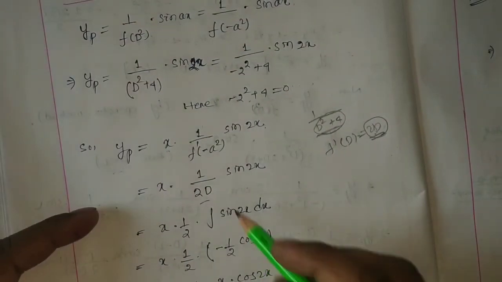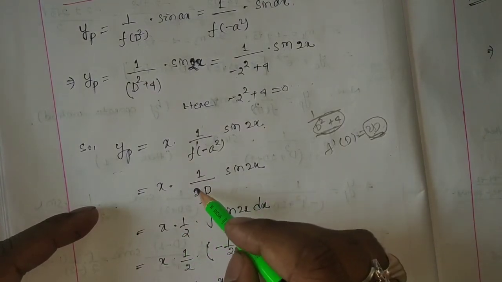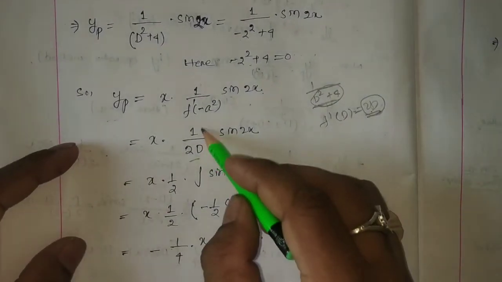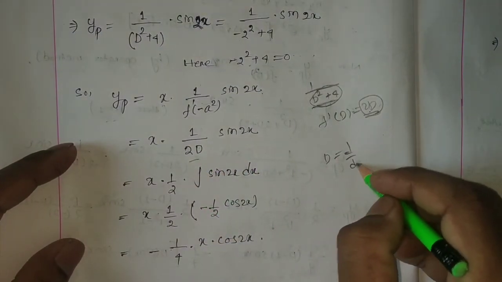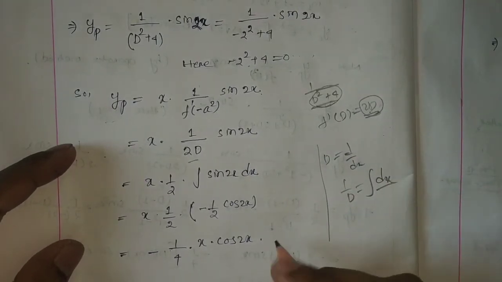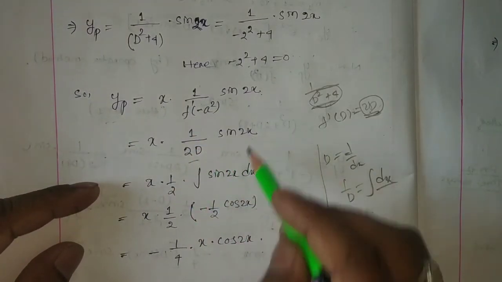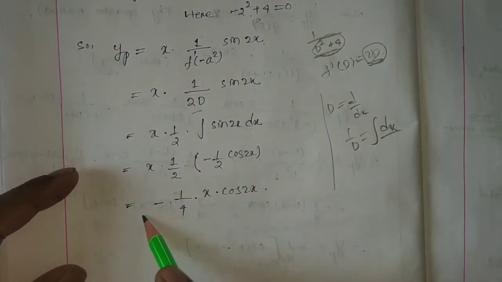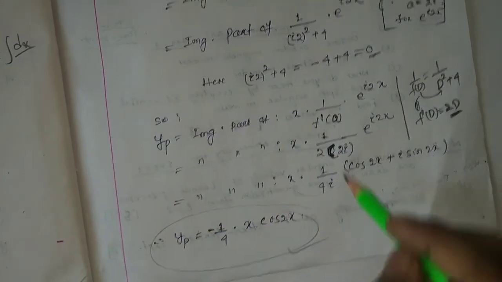So 2d means there is no d factor, right? That means it is a straight integration. See, 1 by 2 is a constant taken outside, so it will be 1 by 2 times 1 by d of sin 2x. So 1 by d is nothing but integration, a single integration. If d is d by dx, the first derivative, then obviously 1 by d is only the first integration. So the integration of sin 2x is nothing but minus 1 by 2 cos 2x, and we get minus 1 by 4 x cos 2x as yp. The same we can get in this way.